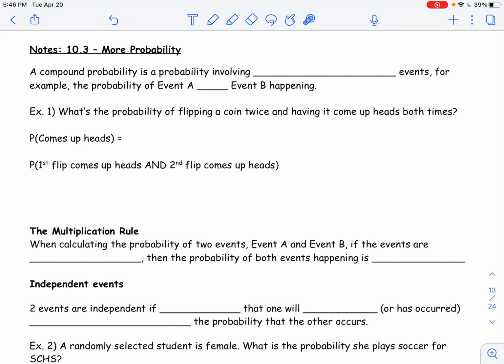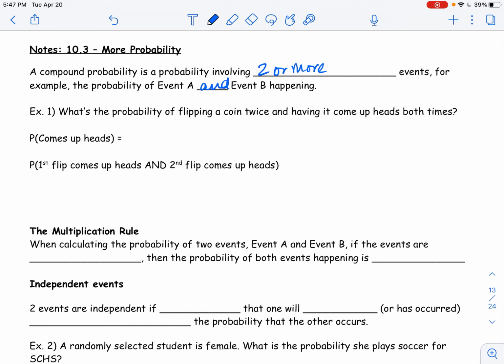In this video, let's take a look at notes 10.3, more probability. A compound probability is a probability involving two or more events. For example, the probability of event A and event B happening. Example 1. What is the probability of flipping a coin twice and having it come up heads both times?